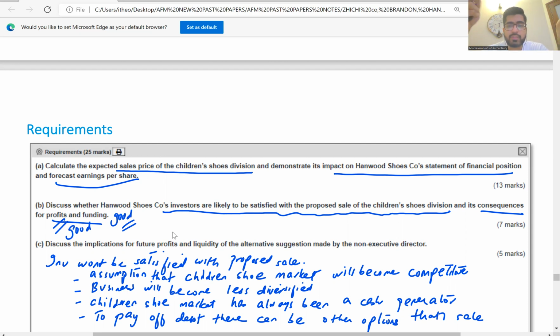So if you just write that the profits consequence is good, considering profits are increasing and EPS is also increasing, and the funding impact seems good, that is 1 mark for these. Then 4 or 5 marks for whether investors are satisfied or not, and you get 7 marks.